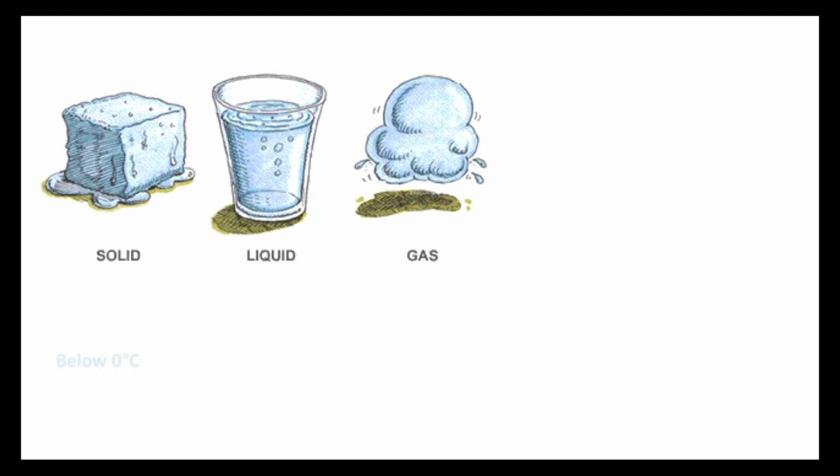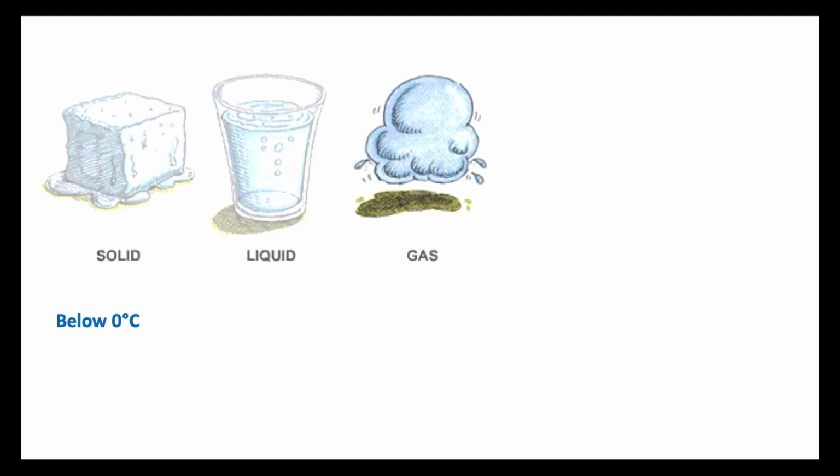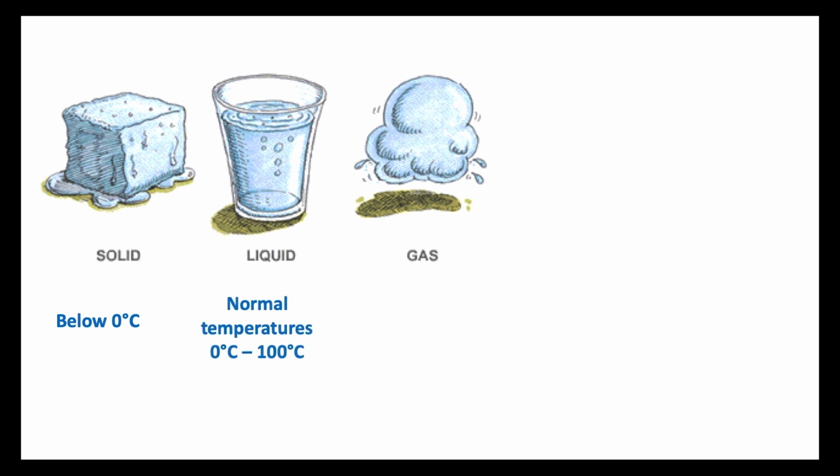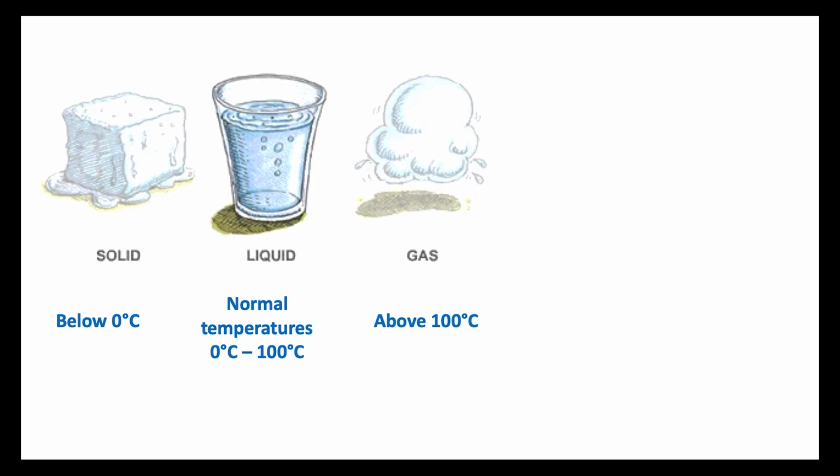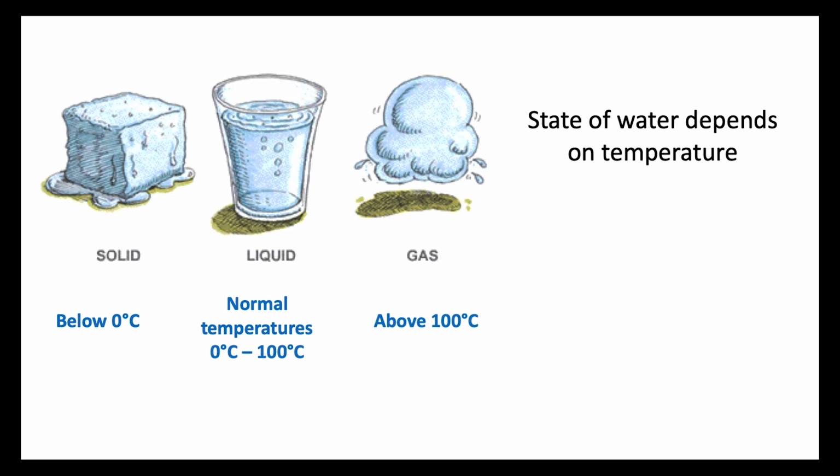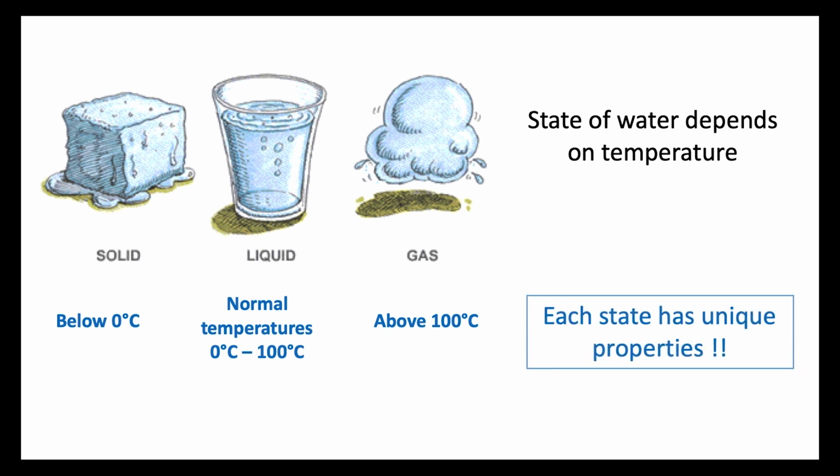So, water can exist in different forms. Below 0 degrees Celsius, water is a solid. Between 0 and 100 degrees Celsius, water is a liquid. And above 100 degrees Celsius, you know that water is a gas. So, the state of matter depends on the temperature in which water exists. And each of these states has unique properties.